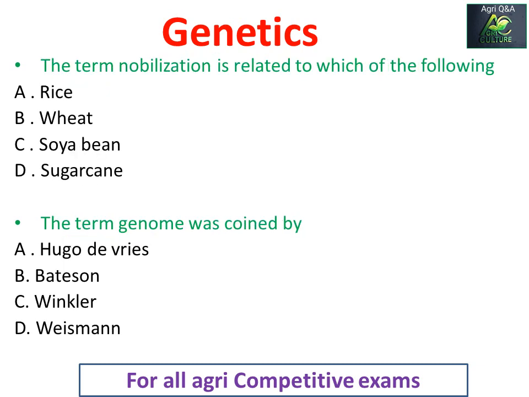The term nobilization is related to which of the following crop? Options are rice, wheat, soybean and sugarcane. And the answer is sugarcane. We'll see noble cane in that sugarcane crop.